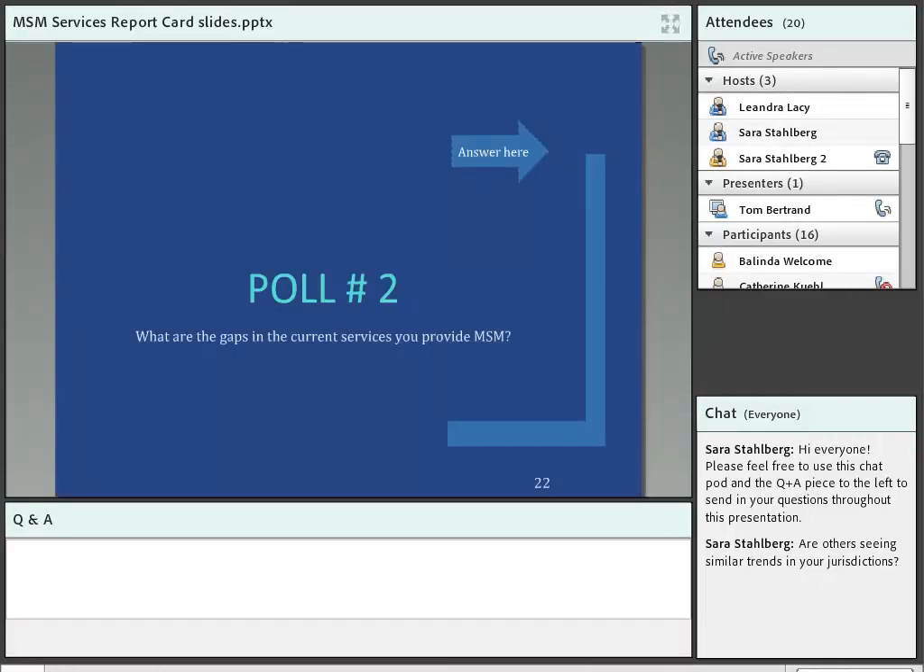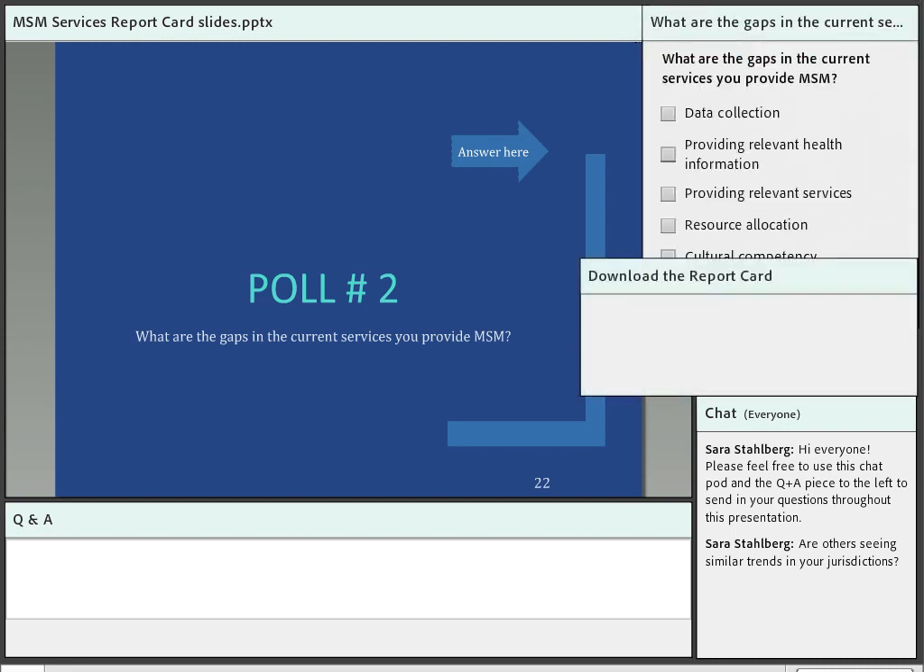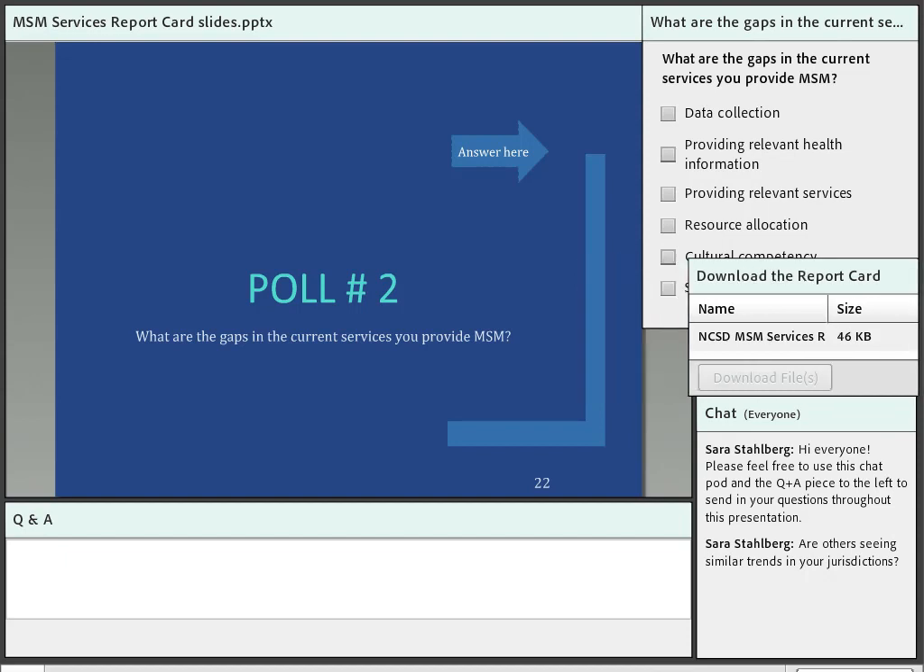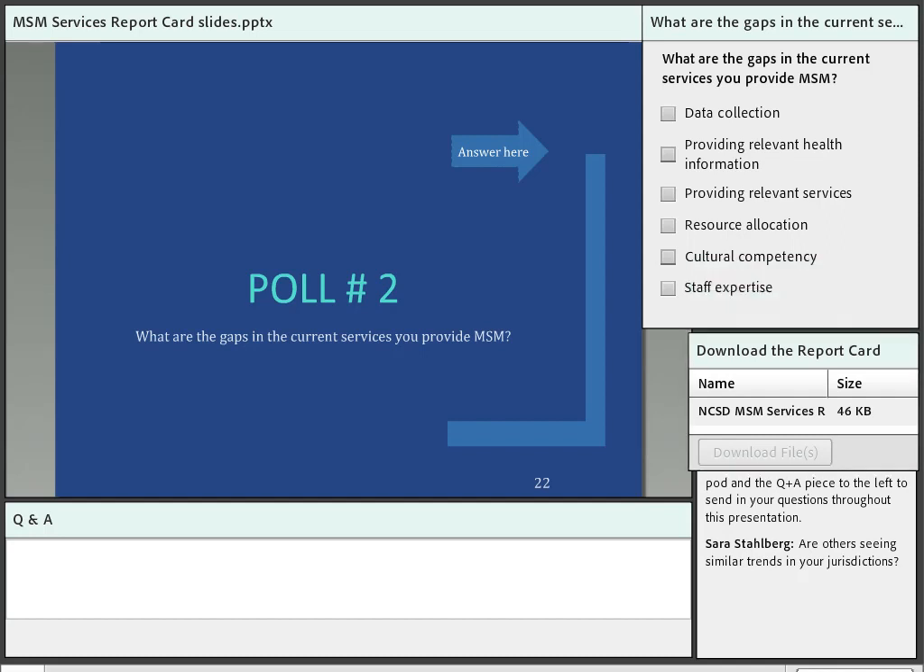So I think we're going to stop here and do a poll. Neel, I'll let you run with this. Yeah, thanks, Tom. So a quick interjection here. I am going to put this poll in your view. Okay, so here's the second poll, and it is, what are the gaps in the current services you provide MSM? So if you could take a minute to fill that out.